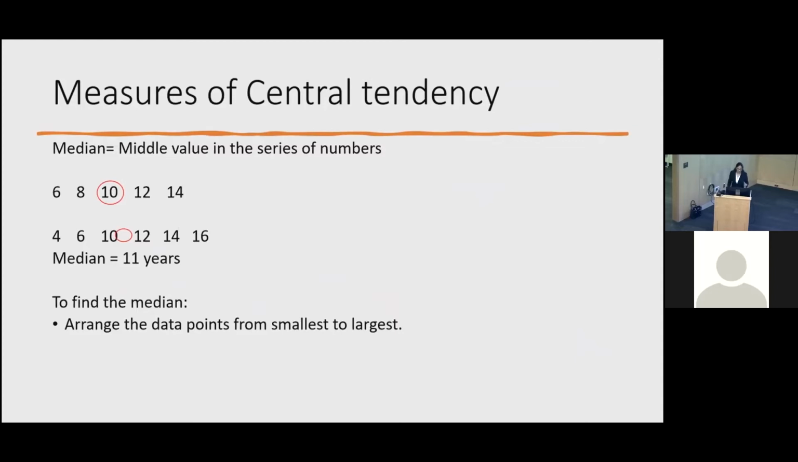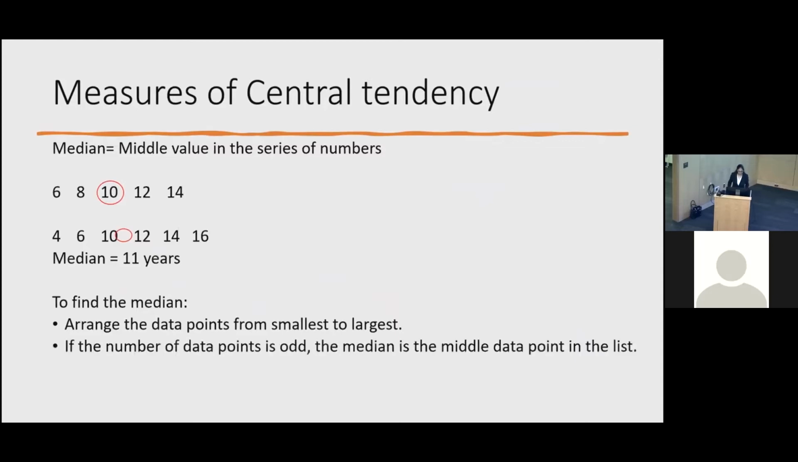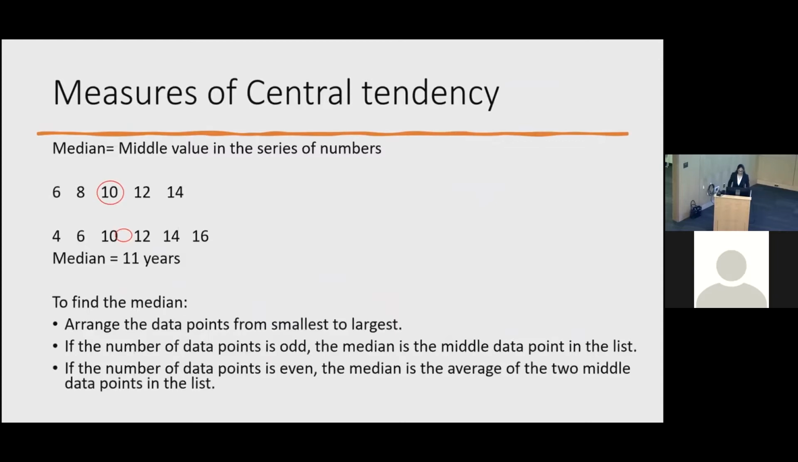In order to find the median, all you have to do is arrange the data from smallest to largest. Then if the number of data points is odd, the median is the middle point in the data. And if the number of data points is even, the median is the average of the two middle data points in the list.